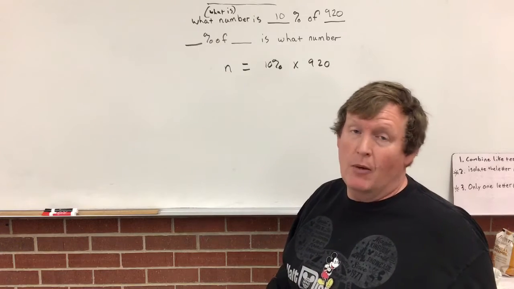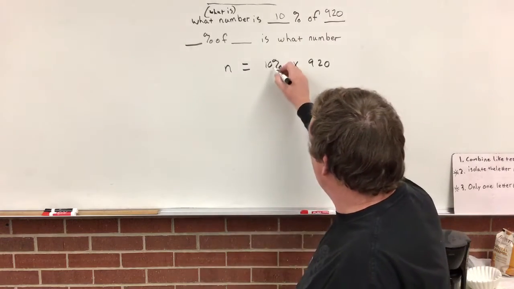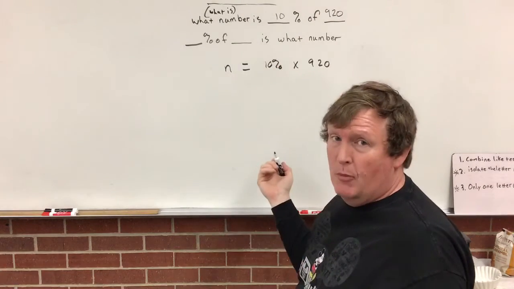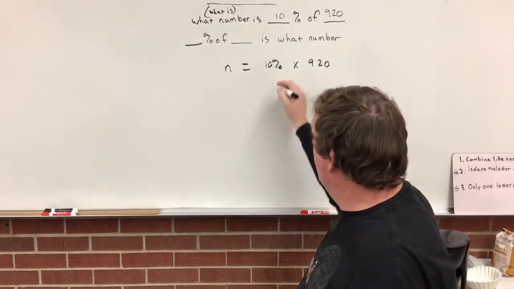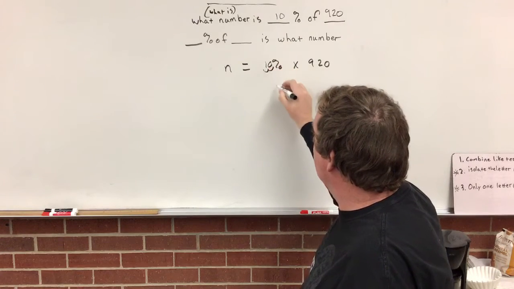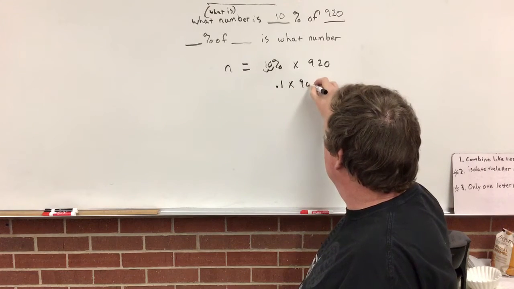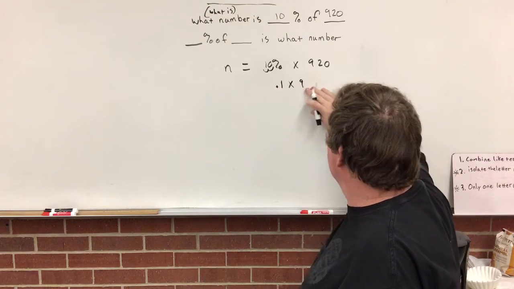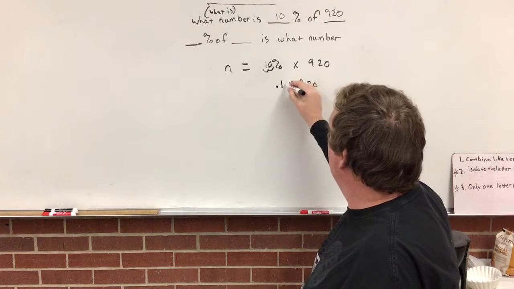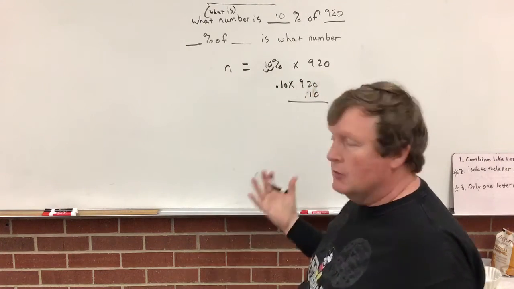The trick is that we've got to change our percent to a decimal. If you remember, go ahead and put your decimal. If there's not a decimal already in the percent that we're working with, the decimal starts right here. We move it to the left 2 places. So basically, we're taking 0.1 or 0.10 in this problem times 920.